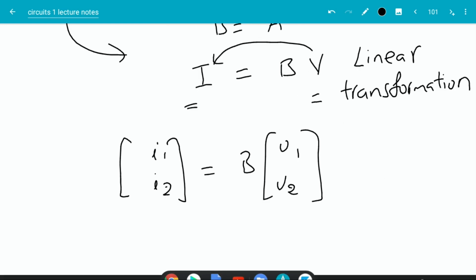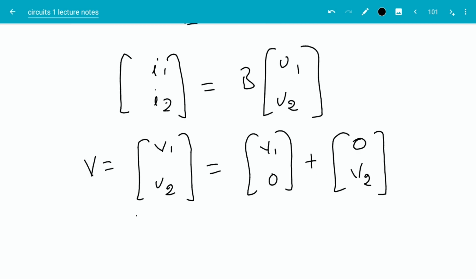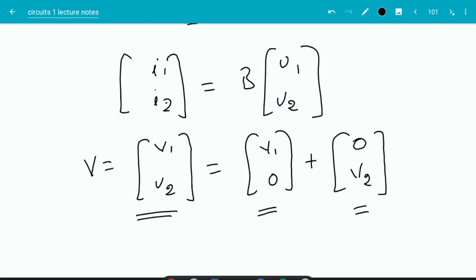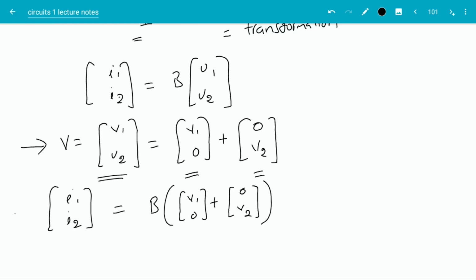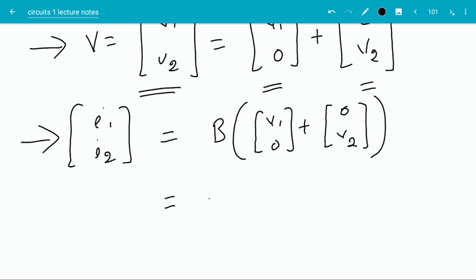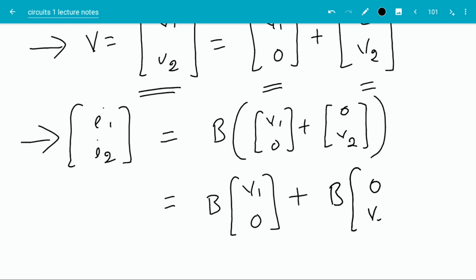Now let's look at this equation a bit more deeply. I can write the input vector V of voltages as the sum of this vector 1 plus vector 2. Note that in each of the vectors on the right hand side, only one of the independent sources is non-zero and the remaining are 0. Substituting this in the top equation will get us this equation here. On the right hand side, I can write that as B times [V1, 0] plus B times [0, V2].